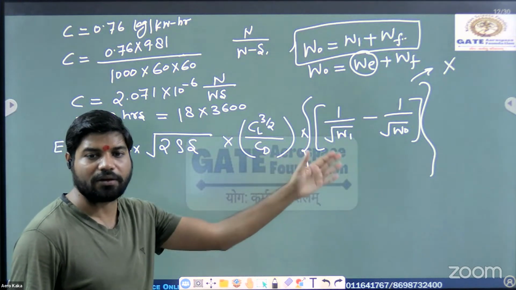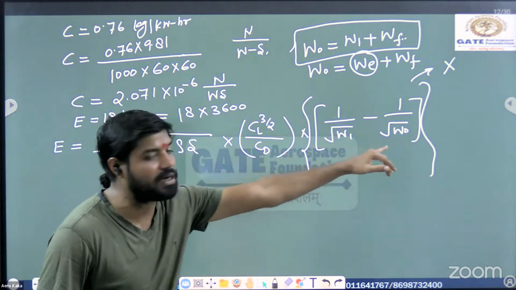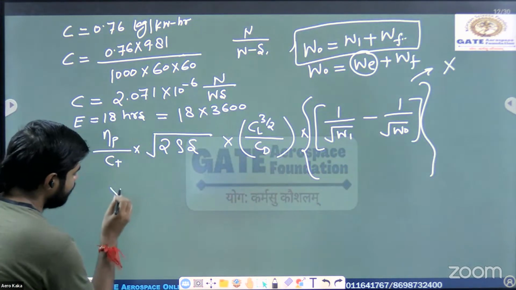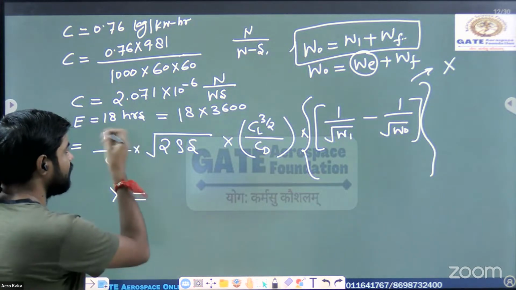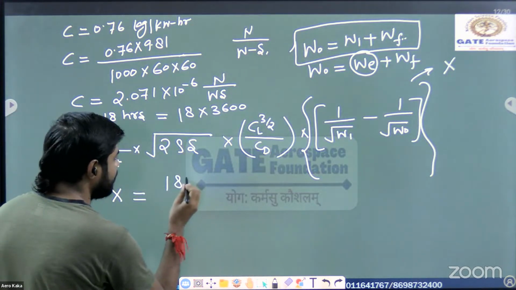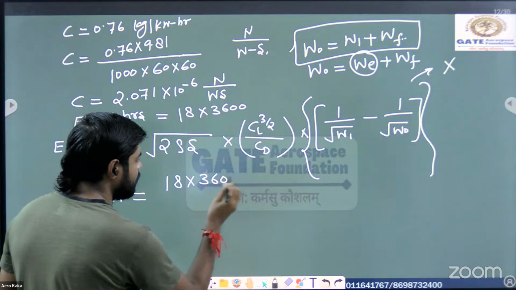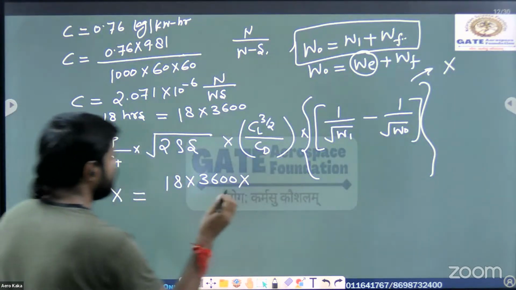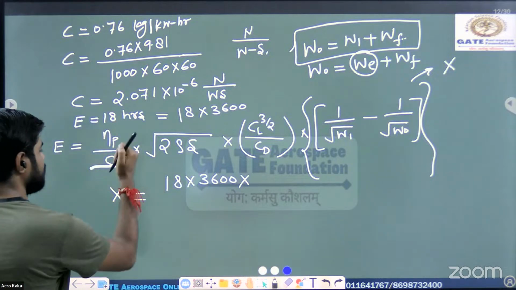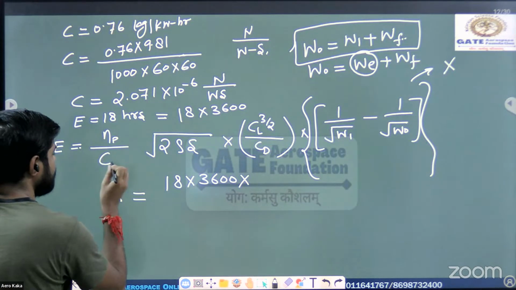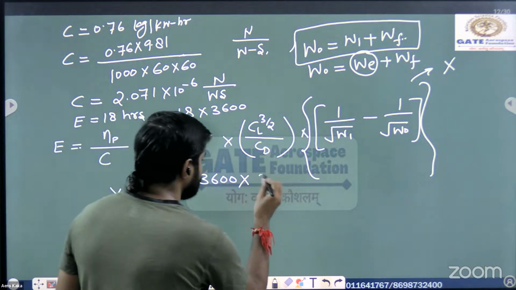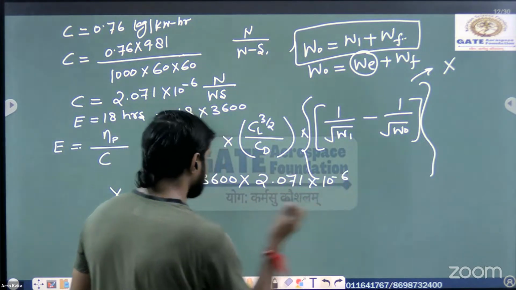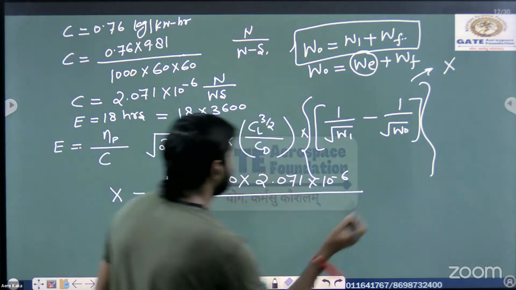So if you are putting all these values here, it's quite difficult. So consider this X and calculate the value of capital X. What is the E here? You can write it 18 into 3600. Now, what is the value of C here? I'm considering C, not CT. It is 2.071 into 10 raised to the power minus 6 divided by how much?